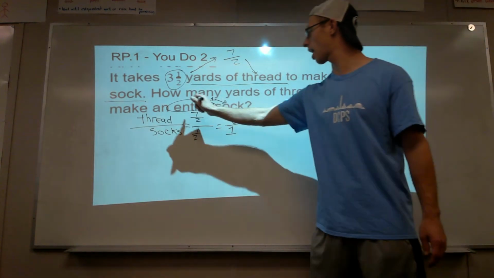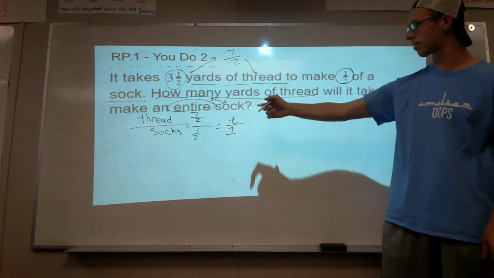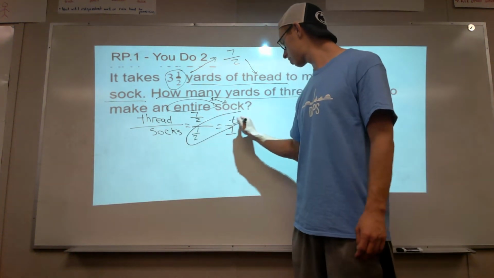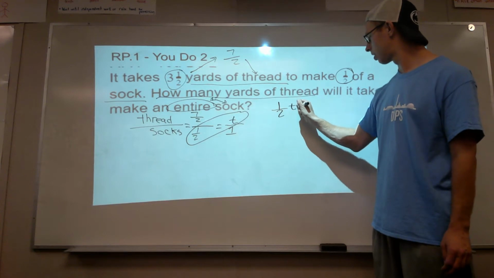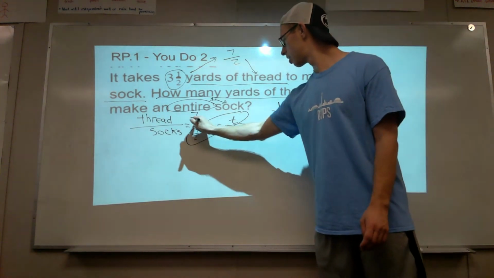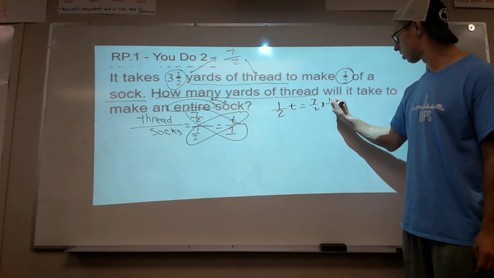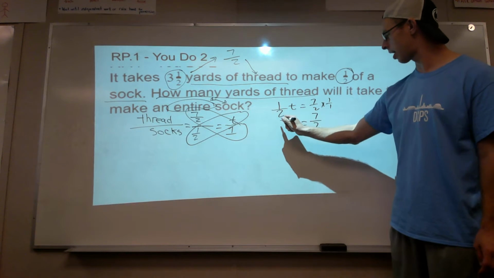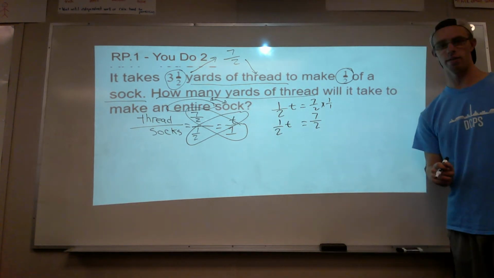Right? And that makes sense. How many yards of thread? Again, you can see it in the question, right there. That's our unknown. That's our variable. I'm going to cross multiply to solve. 1/2 times T, I can just show as 1/2 T. 7/2 times 1 is just going to be 7/2, so I can drop that down. I get 1/2 T equals 7/2.